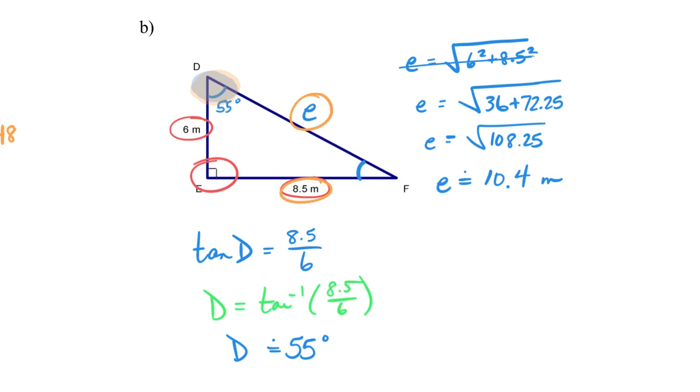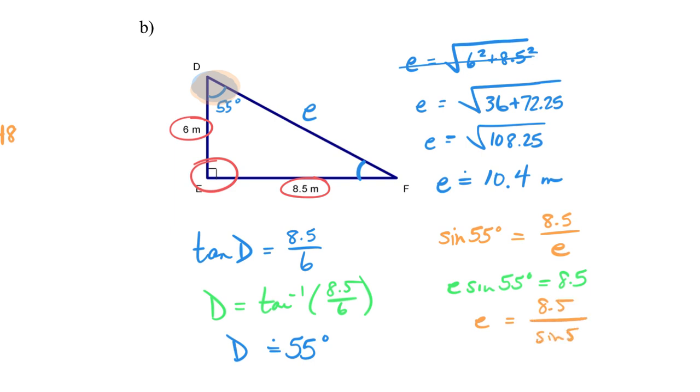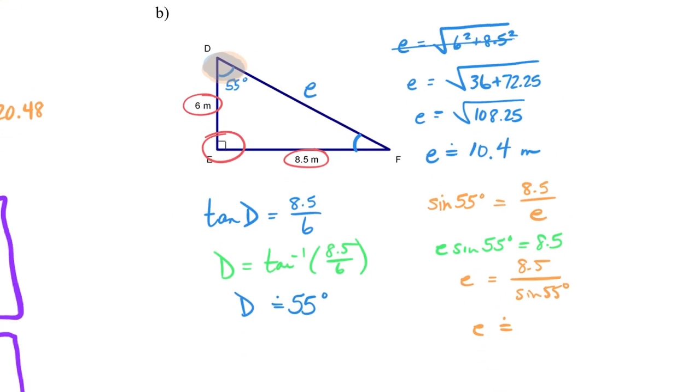opposite and hypotenuse, there is my sine. So if I calculate the sine of 55 degrees, that has to give me 8.5 over E. I could now multiply out my E. You'll notice I put that line in green because, again, I do not need to see it, because I should be good to multiply it out and then divide out my sine 55. Now this becomes a button-pushing exercise, so I'm going to calculate 8.5 divided by the sine of 55. And I get 10.4 meters.